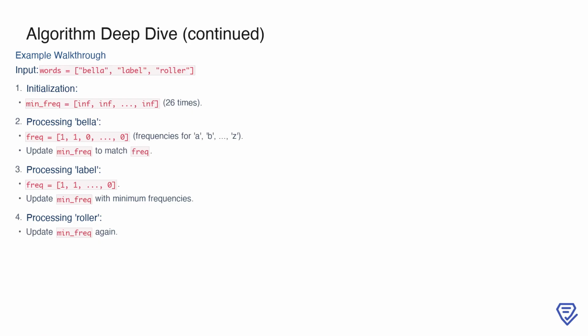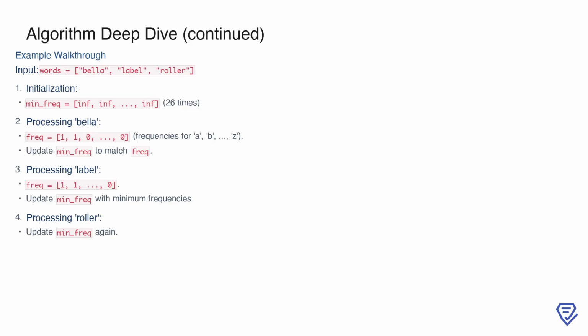Let's walk through an example to see how the algorithm works in practice. Consider the input words equals bella, label, roller. First, we initialize the min_frequency array with infinity for all 26 elements, representing the minimum frequency of each character. Then, we process the first string, bella. We calculate the frequency of each character and store it in the frequency array. For instance, the frequency of b is 1, e is 1, and l is 2. We then update min_frequency to match these values since this is the first string.